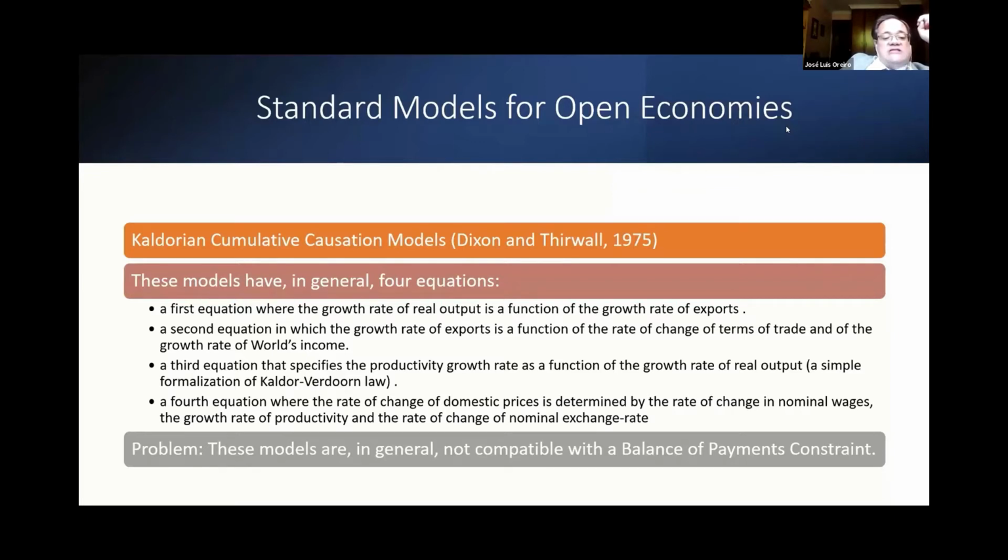A third equation that specifies the productivity growth rate as a function of the growth rate of real output, which is a simple formalization of Kaldor-Verdoorn's law. And the fourth equation, where the rate of change of domestic prices is determined by the rate of change in nominal wages, the growth rate of productivity, and the rate of change of nominal exchange rate. Well, these models have a problem because they are not in general compatible with a balance of payments constraint, a fact that is admitted by Anthony Thirlwall himself.